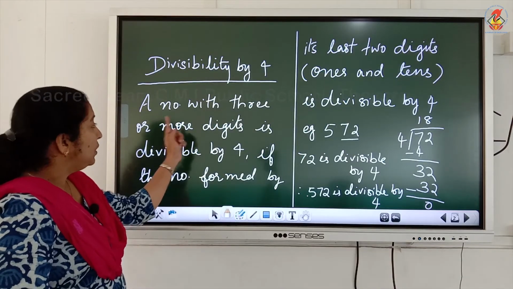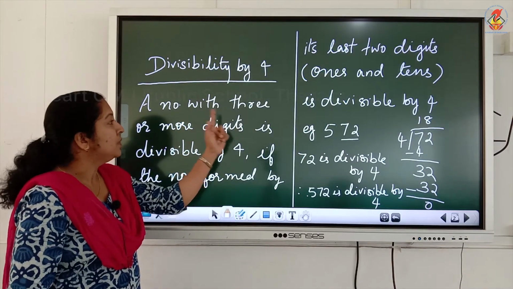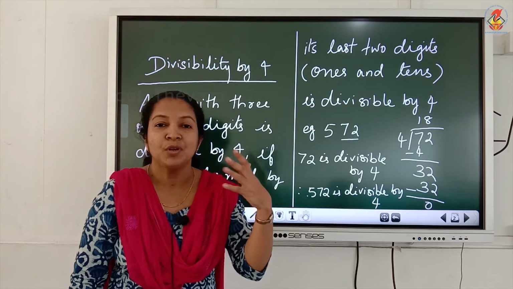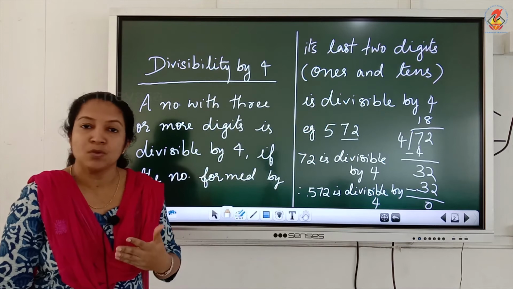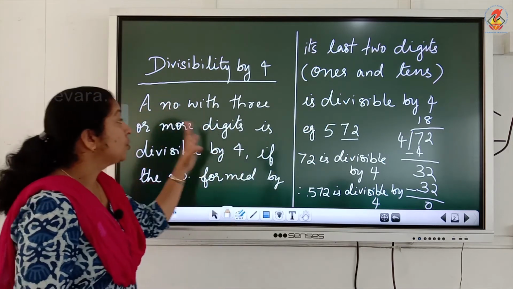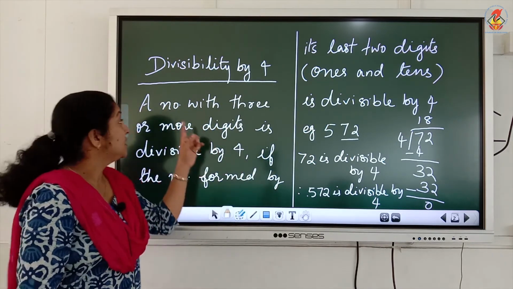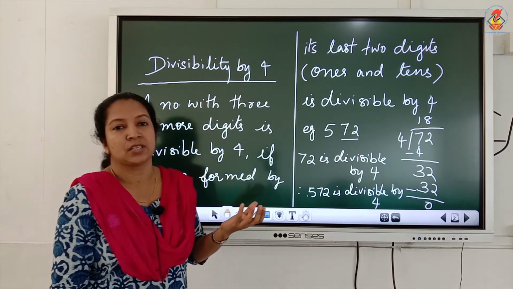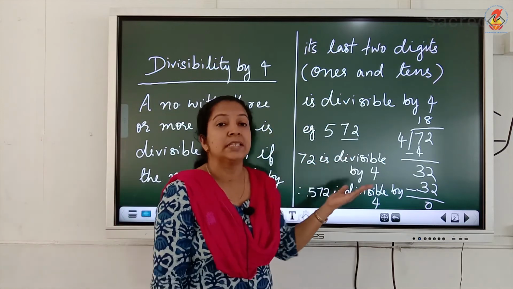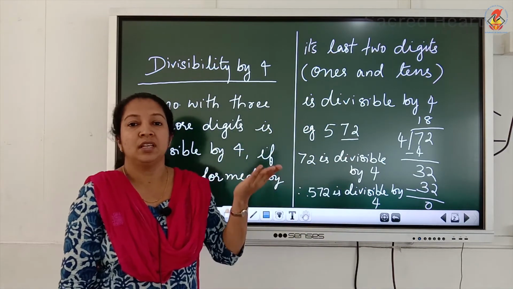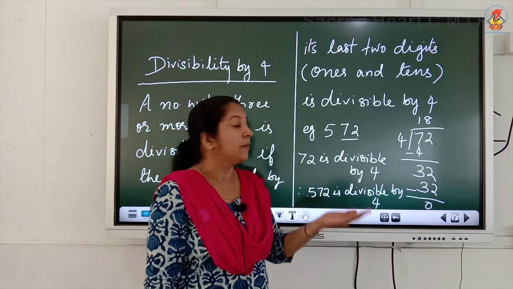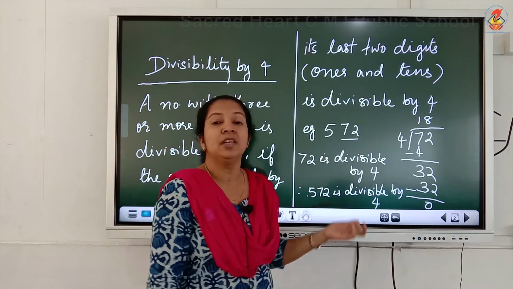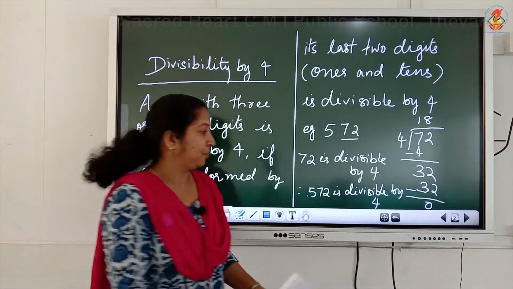The only thing is, the number should have 3 or more digits. If it is less, we can't say like this. This rule is applicable if the number has 3 or more digits. At least it should have 3 digits. So what we can check is whether the number formed by the last two digits is divisible by 4, then we can say the given number is divisible by 4.